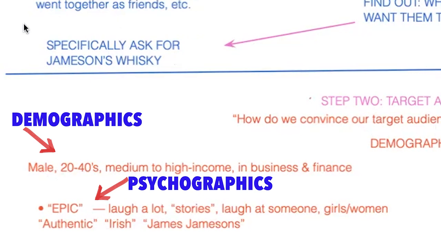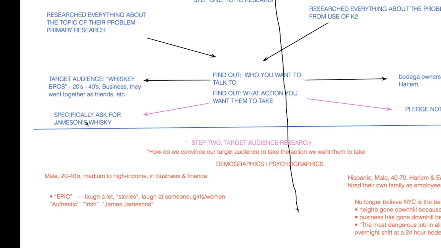So to get the Whiskey Bros to specifically ask for Jameson's whiskey, the marketing company decided what they were going to do was associate Jameson's with everything that those Whiskey Bros liked. So epic stories with the tall tales. They would be funny so that they would laugh at someone. Someone would make kind of a fool of themselves in it. There would be women, but also they wanted to associate Jameson's with the authenticity, the Irishness, and the oldness of it.